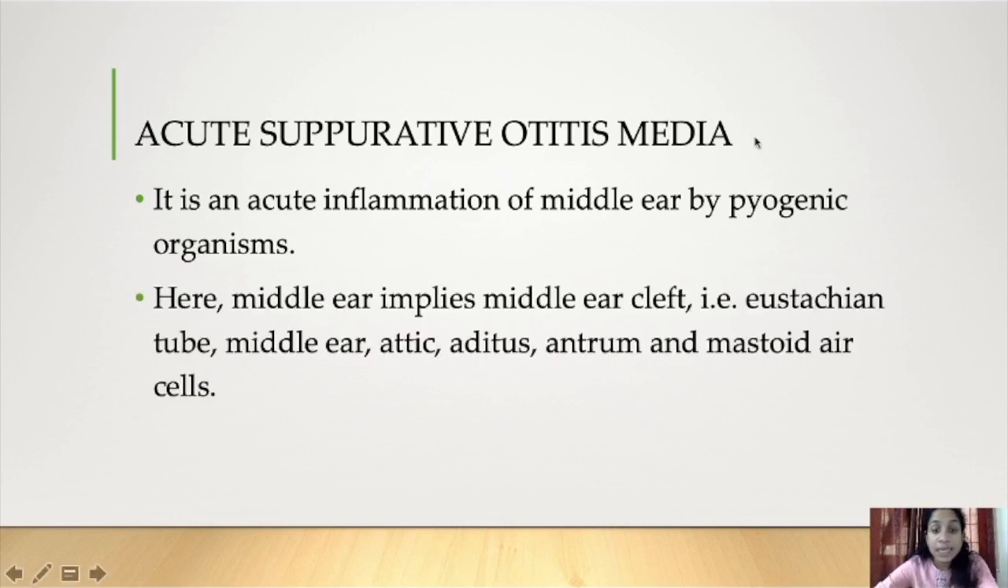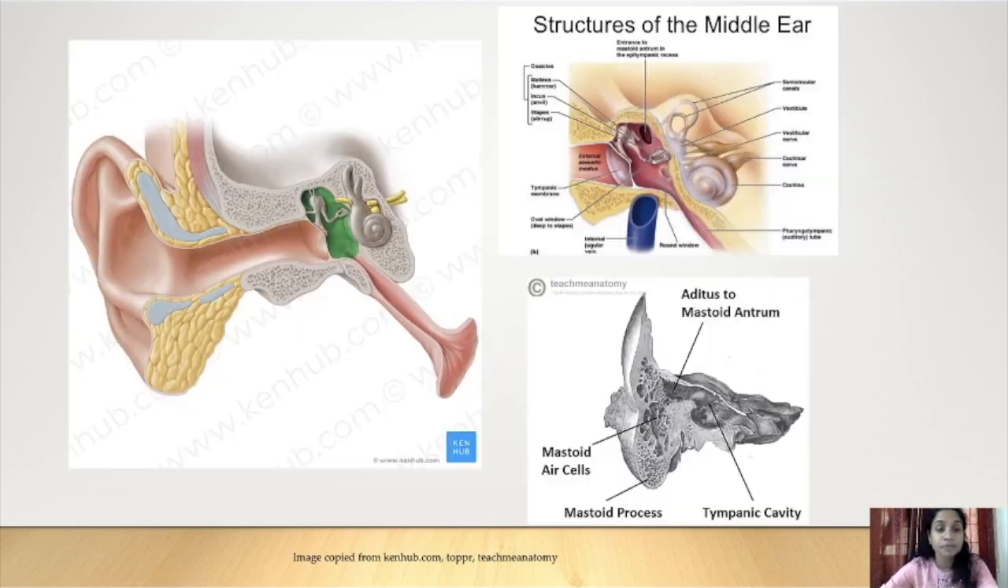Here, middle ear implies middle ear cleft, that is eustachian tube, middle ear, attic, adytus, antrum and mastoid air cells. So these comprise the middle ear. Any infection in these structures can be called acute suppurative otitis media. So acute inflammation of the eustachian tube, middle ear, attic, adytus, antrum and mastoid air cells can be called acute suppurative otitis media.